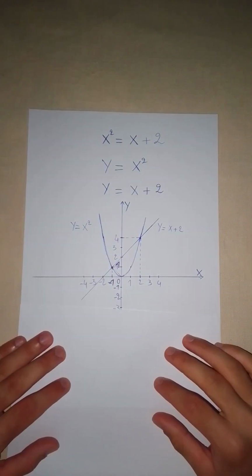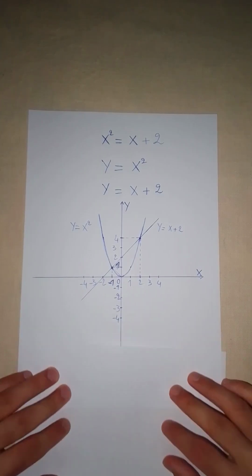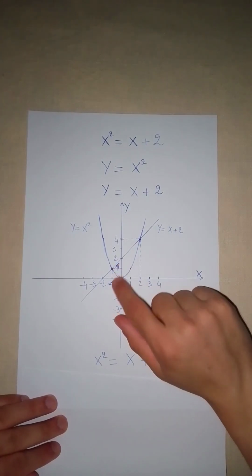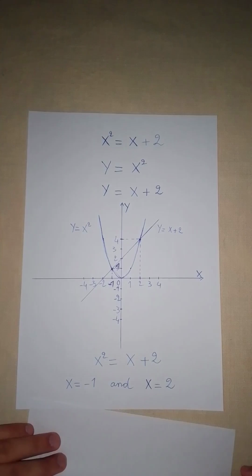Now, look carefully. Wherever these two graphs intersect, they have the same x value and the same y value. In other words, both functions produce the same output for the same input. Therefore, the x-coordinates of the intersection points are exactly the solutions of the equation x squared equals x plus 2. Those x-coordinates are minus 1 and 2. So, x equals minus 1 and x equals 2 are the solutions.